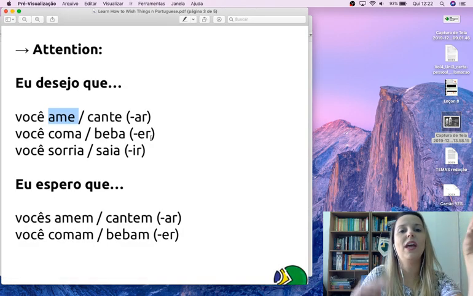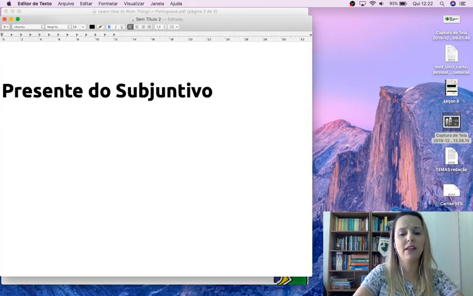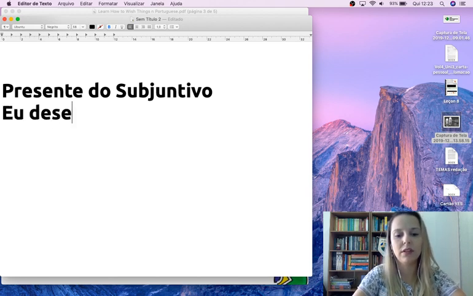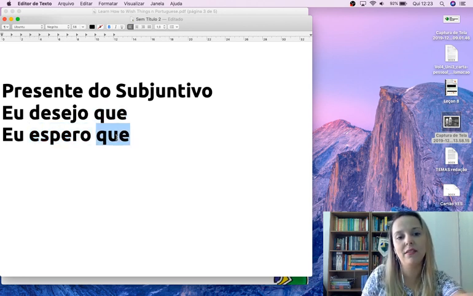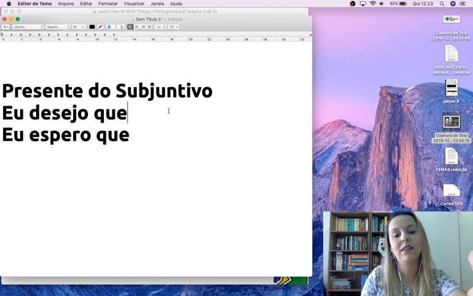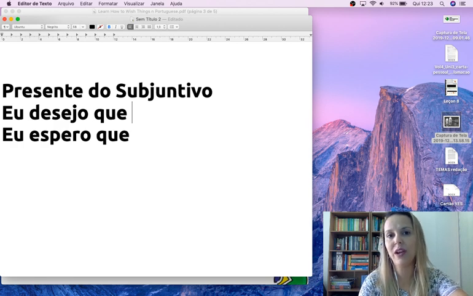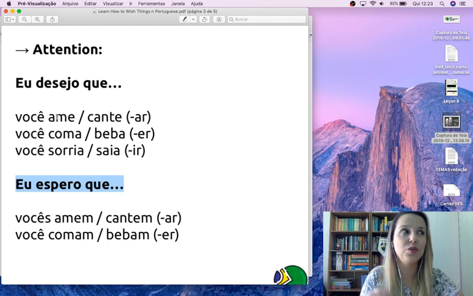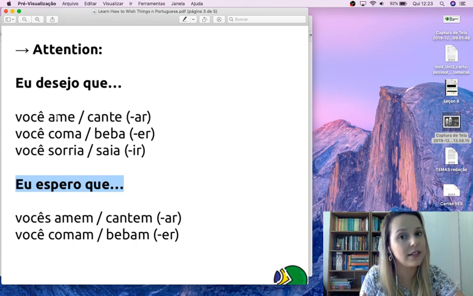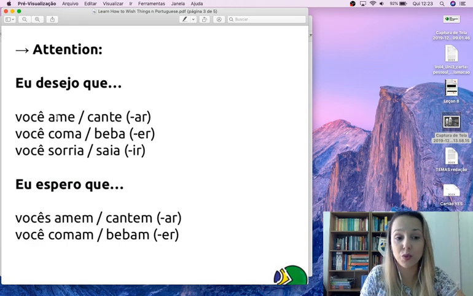So normally, guys, when we have this kind of structure, eu desejo que, and here I put another one, eu espero que. So let me write in here for you. Eu desejo que, eu espero que, which means I hope that, okay? So esperar is to hope, okay? Wishing someone something. So these expressions followed by this word que, they will demand that if I put a verb here after this expression, this verb will have to be in the subjunctive present, okay? So that's why I put here pay attention, because maybe you will think that you can put the verb in the present indicative, and we cannot. Here we have to put in the subjunctive.